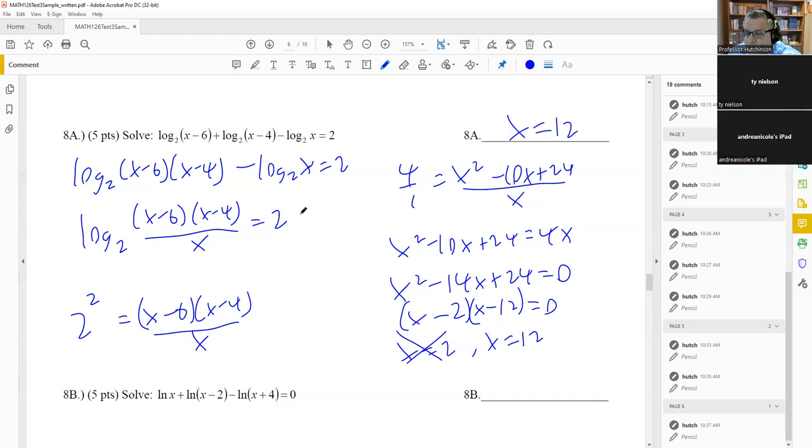So again, for these kinds of problems, you're putting it together into a single log. You change it from log form to exponential, and then that allows us to solve. Most likely on this kind of problem, you will get a quadratic. So you do want to set it equal to 0 and then factor it like we did here. Okay, so 12 is the answer.